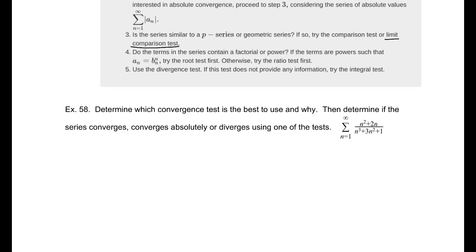So example 58. Determine which convergence test is the best to use and why. Then determine whether the series converges absolutely, or diverges. Well, just a quick glance tells me the terms here are going to 0. So the divergence test tells me nothing.